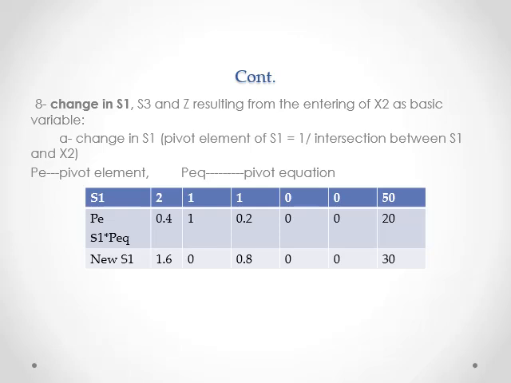New S1 is 1.6, not 1.8, and 1, 1, 0, 1.8, 0, 0, 50 minus 20 is 30. This is how to find the new S1.